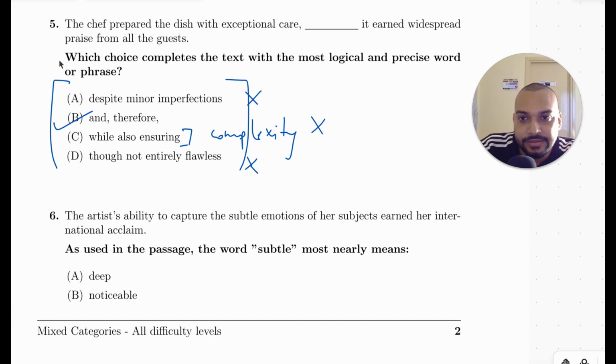Okay. Now, imagine if in question number 5, the sentence was, the chef prepared the dish with such exceptional care.